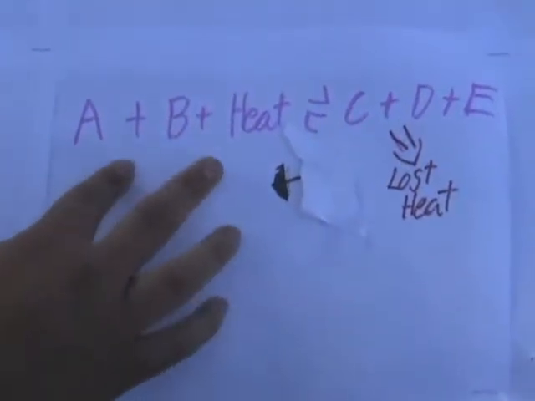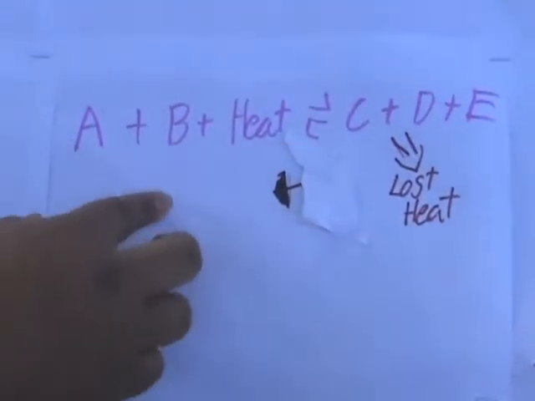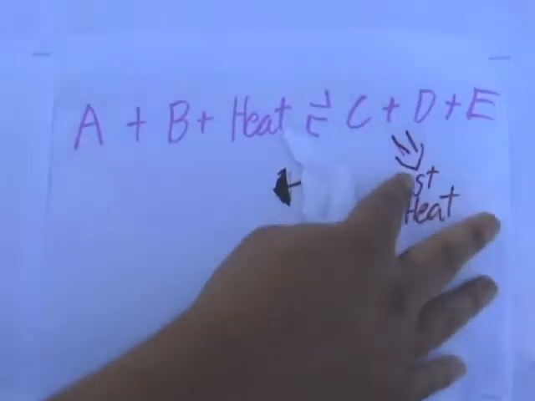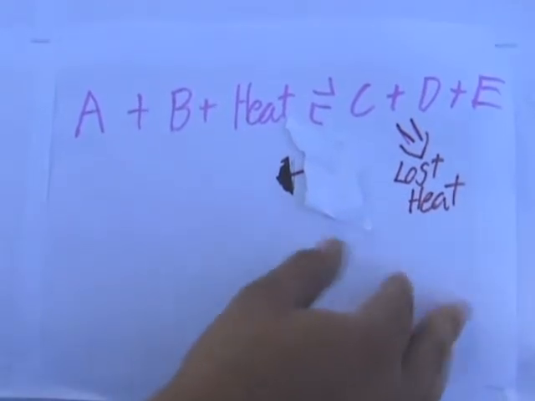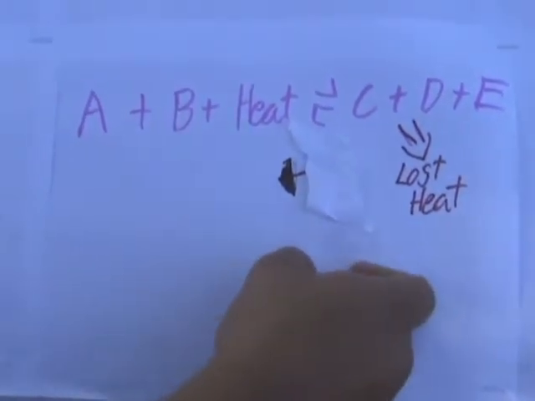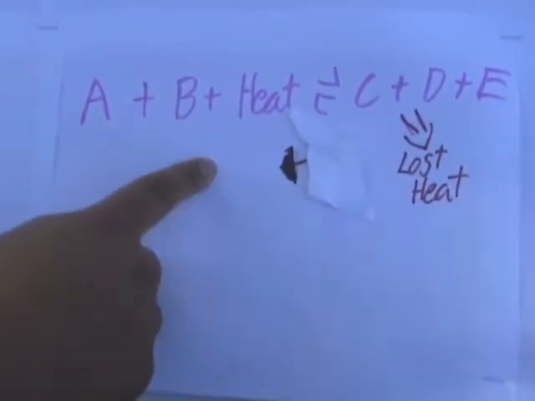On this side, we have A plus B plus heat, which is the reactants, at equilibrium with C plus D plus E, which is the products. And the products are losing heat, which makes everything shift to the left, and the reactants are favored in this equation.